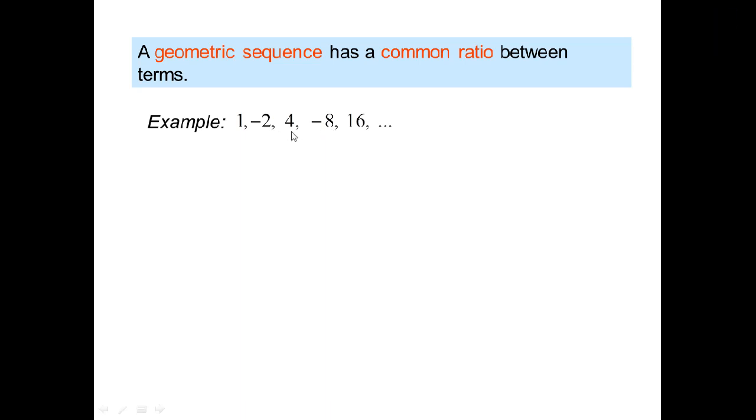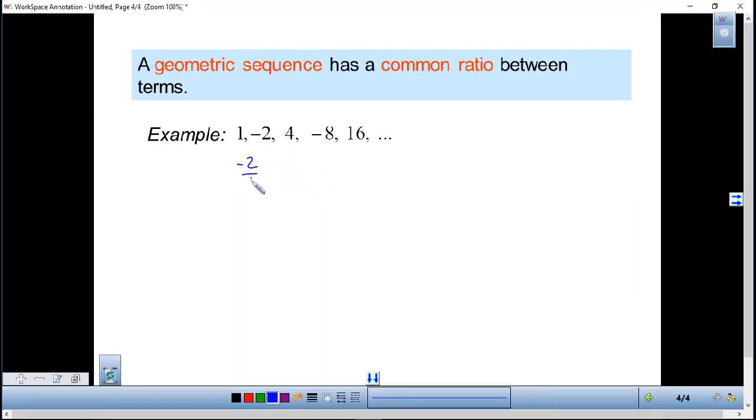And all we're going to find there is negative 2 over 1, 4 over negative 2, negative 8 over 4, and 16 over negative 8. Well, if you look at those, that's negative 2, that's negative 2, that's negative 2, and that's negative 2. So all these are actually equal, and they equal negative 2, which is our common ratio, signified by a lowercase r. Now don't get this confused with radius. That's a little r that signifies the common ratio with a sequence.